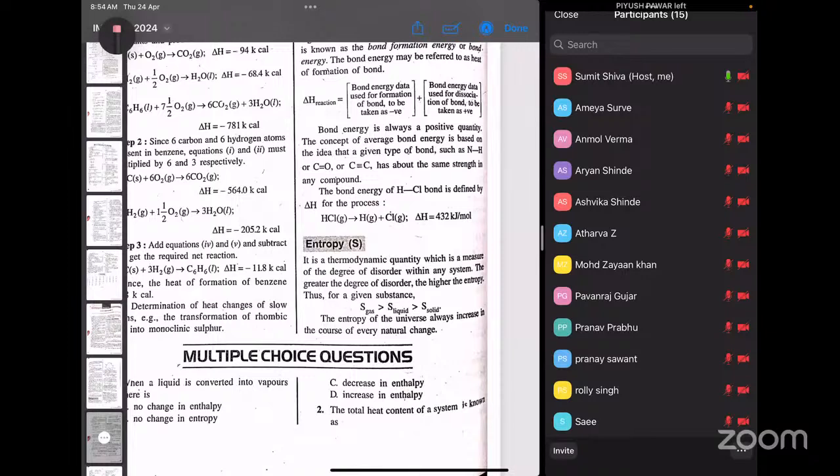About the universe, the entropy of the universe always increases in the course of every natural change. So it doesn't matter where in the universe there is any change happening, whether it is a chemical reaction or any other experiment, or you are using your mobile phone, your AC is on, doesn't matter. If there are certain changes, it will increase the entropy of the universe. So entropy of the universe is always increasing. Understood?